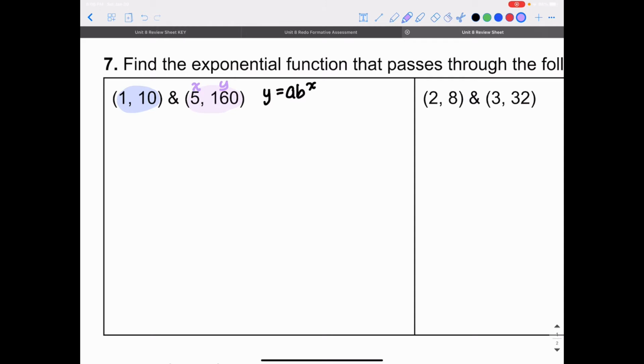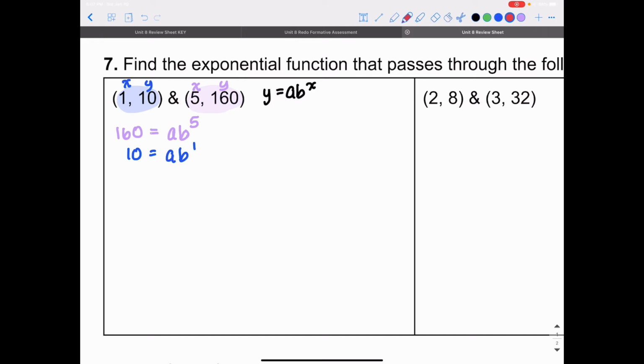For the second point, if I plug it into here, 160 is equal to a times b to the x power. For the blue point, I have 10 is equal to a times b to the, oh, why did I put x power? Oops, this should be the fifth power. I know what x is, it's 5 for that point. And then for the blue point, I have 10 is equal to a times b to the first power.